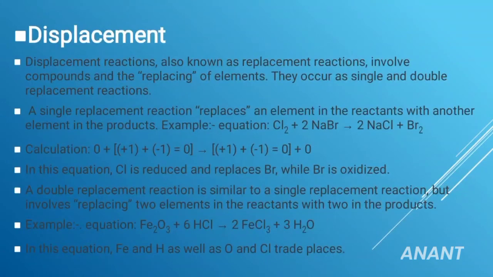Displacement reactions, also known as replacement reactions, involve compounds and the replacing of elements. They occur as single and double replacement reactions. A single replacement reaction replaces an element in the reactants with another element in the product. Example, equation Cl2 plus 2NaBr gives 2NaCl plus Br2. Calculation is given here. In this equation, Cl is reduced and replaces Br while Br is oxidized.